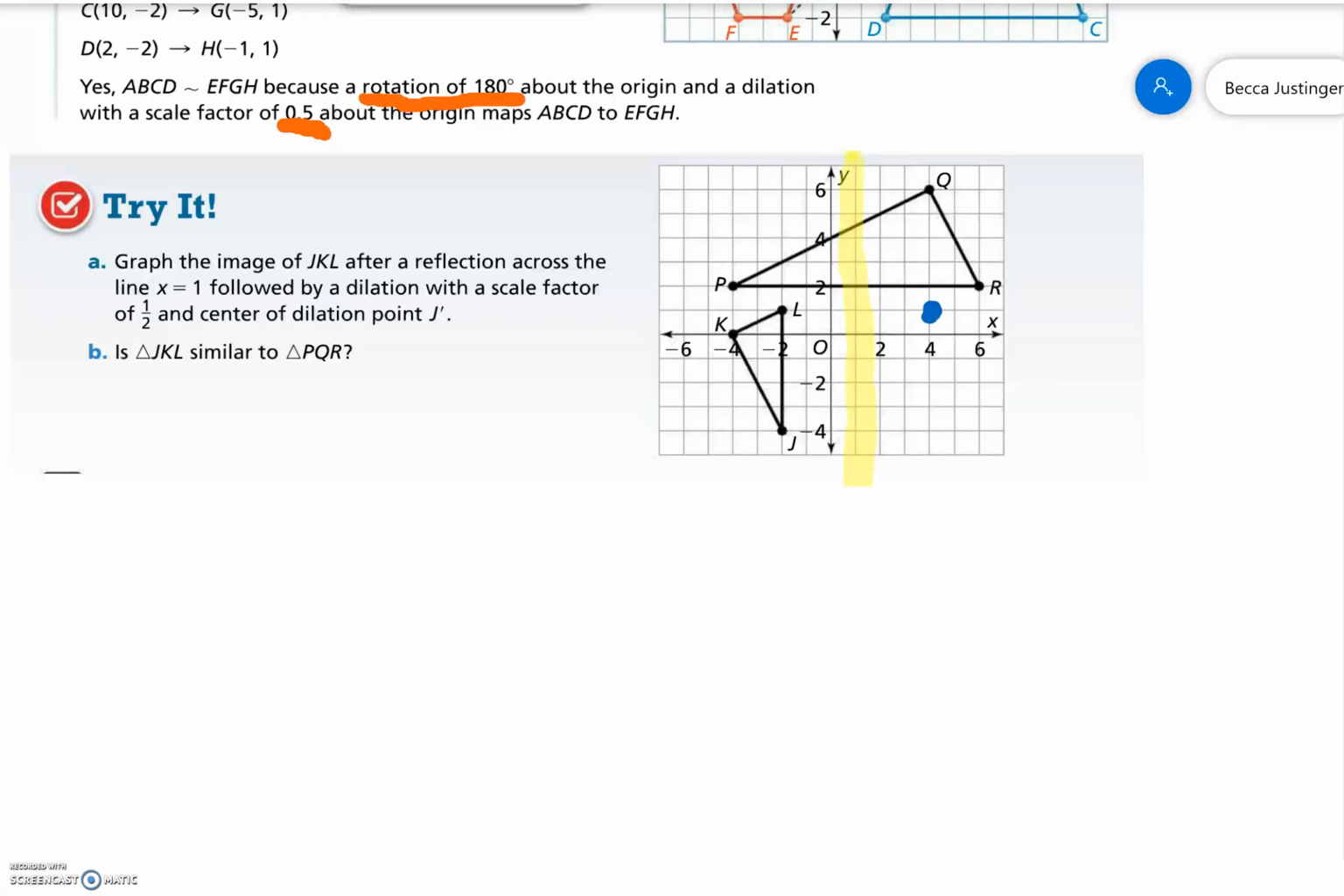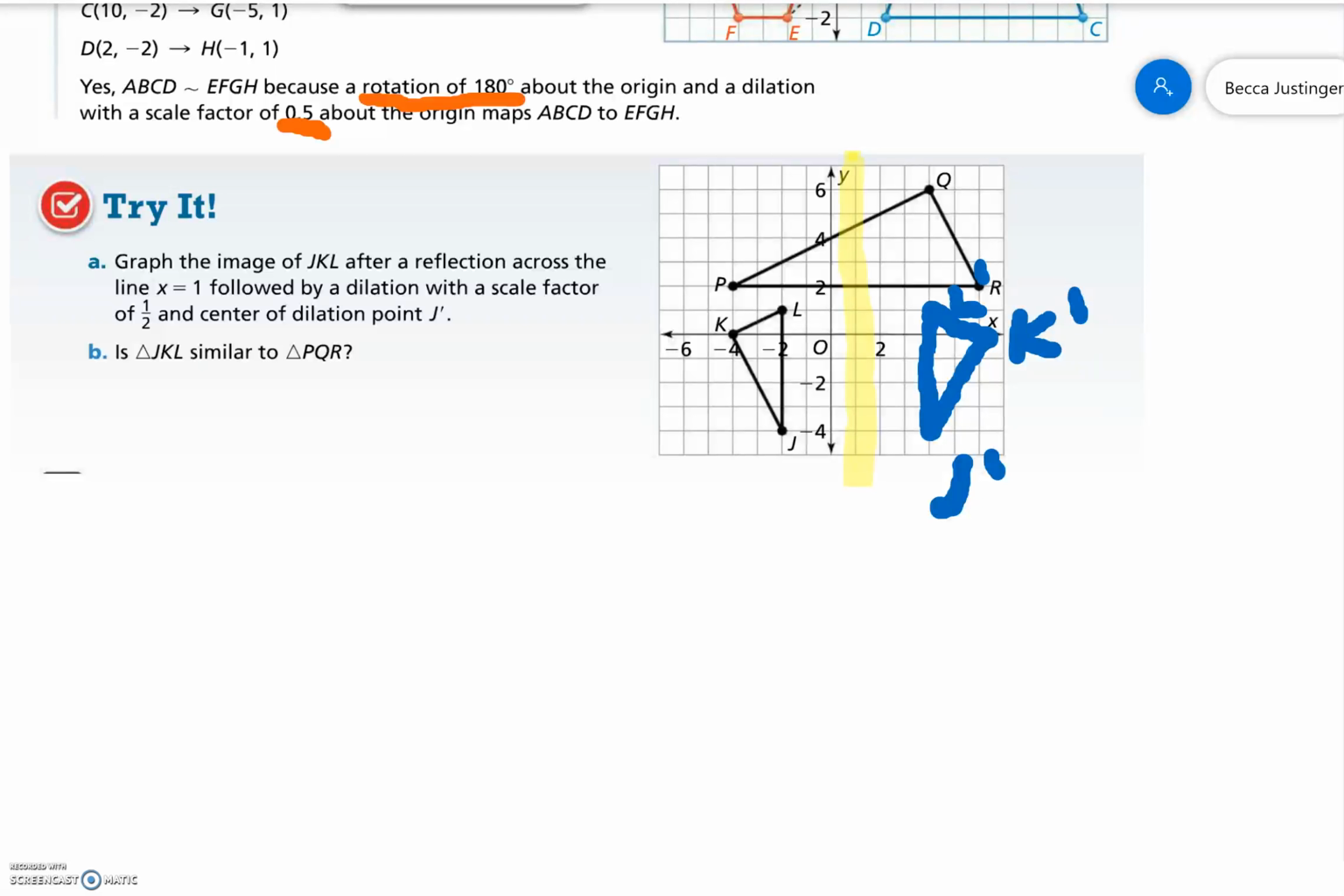This is going to be, or that was L. This is going to be L prime. K is 2 away from that L, so that's K prime. And J is 3 away, so we're going to go 3 away. Here's J prime. So now we have L prime, K prime, and J prime.